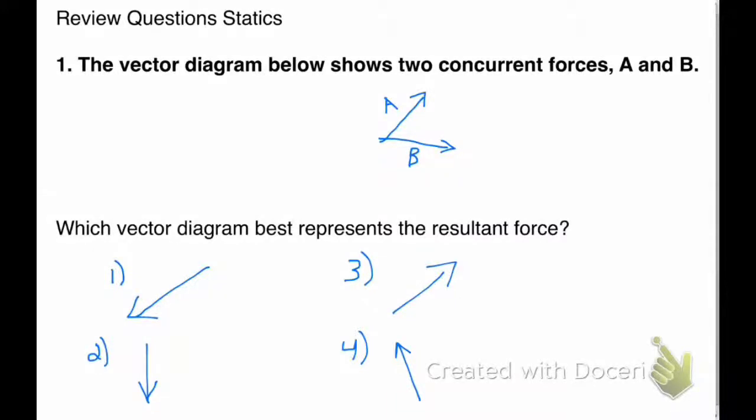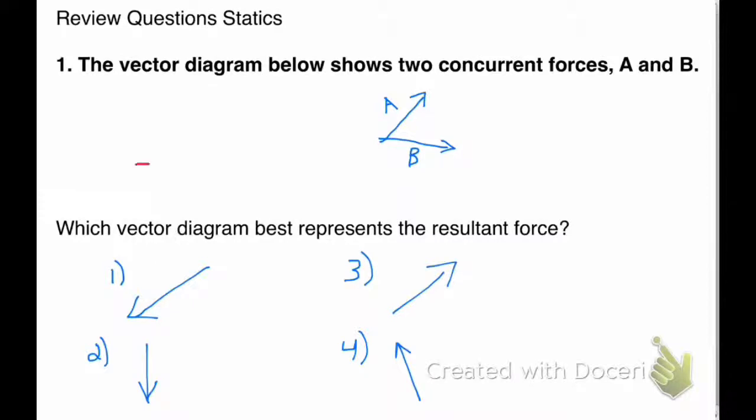Alright, so here are the solutions to the statics worksheet. Question number 1 reads, the vector diagram below shows two concurrent forces A and B. Which vector diagram best represents the resultant force? So what we need to do is combine both A and B in a way that we can see what the result of those two forces is.